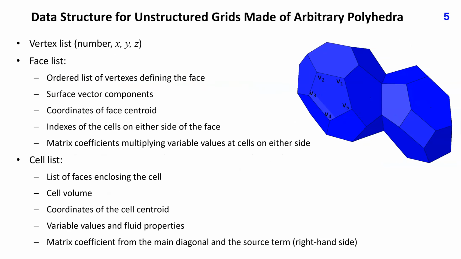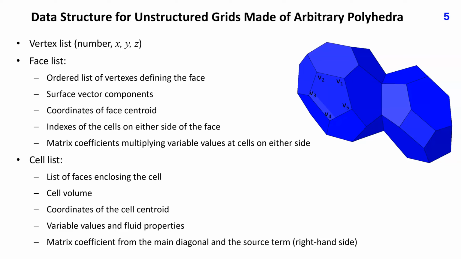Let us first see which data is needed to describe an unstructured grid made of arbitrary polyhedral control volumes. The main entities of such grids are vertices, faces, and cells. First, the vertex list must be defined. Each vertex is assigned a unique number and is defined by its three coordinates x, y, and z. Next, a list of all faces is required.